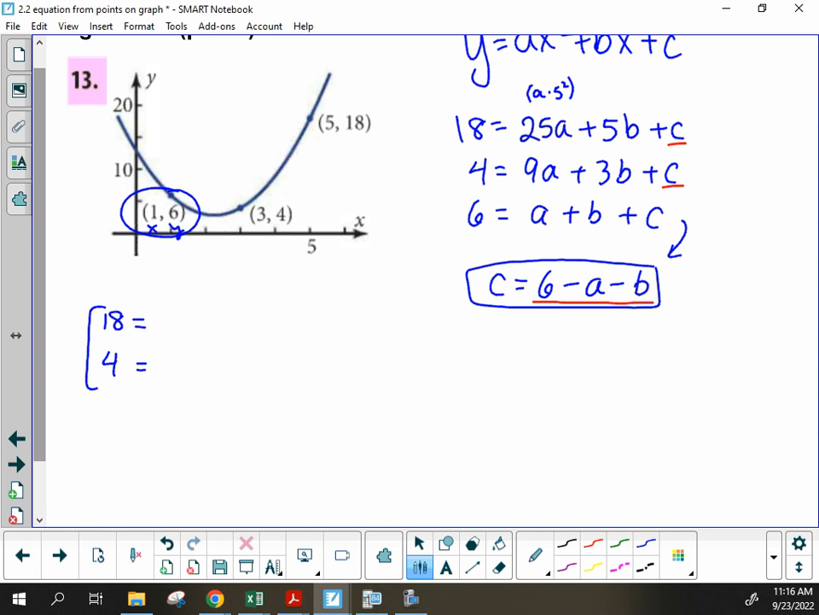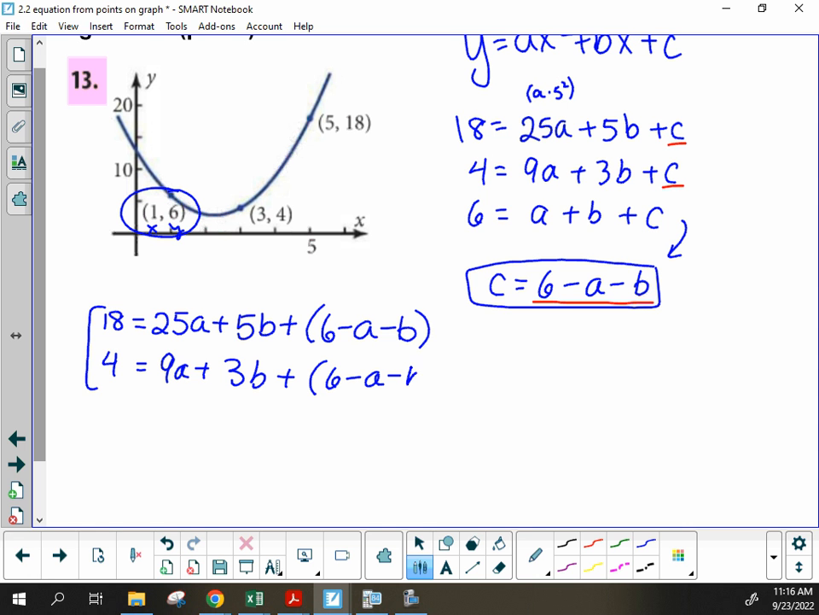So that ends up looking like 18 equals 25a plus 5b plus 6 minus a minus b. You don't algebraically need those parentheses, just trying to show that substitution. And then we have 4 equals 9a plus 3b plus, not c, but 6 minus a minus b.